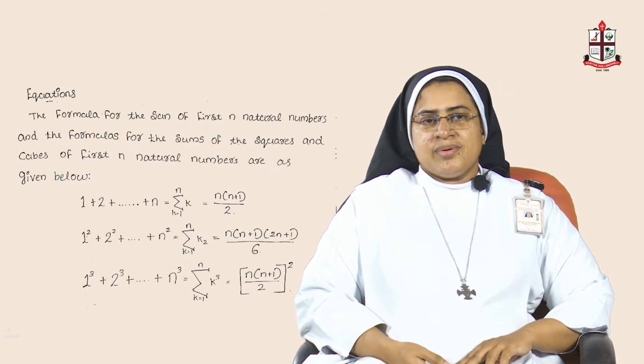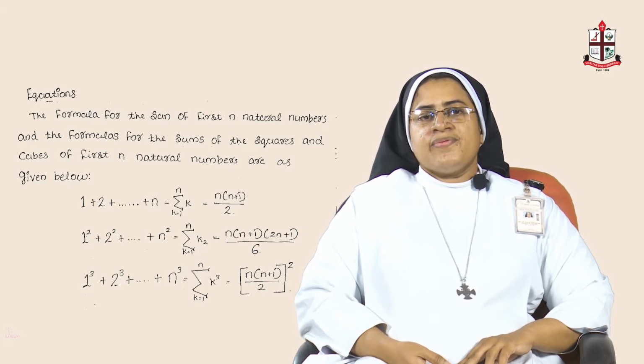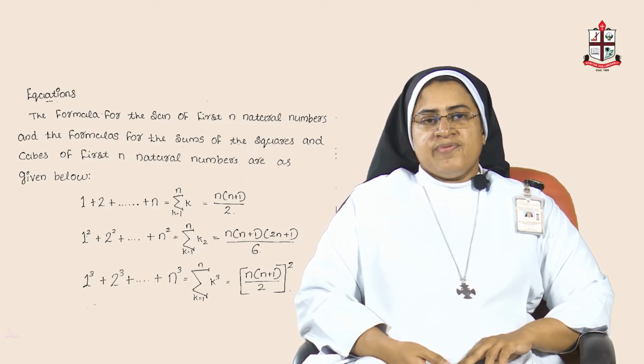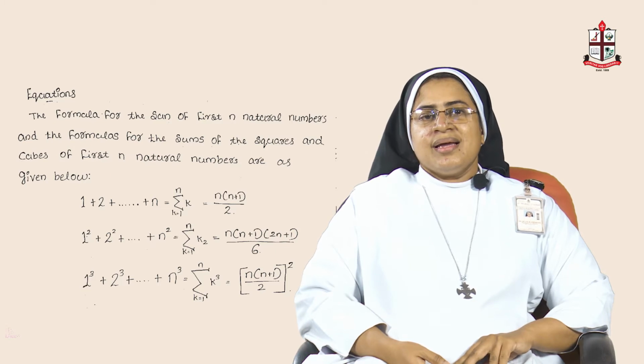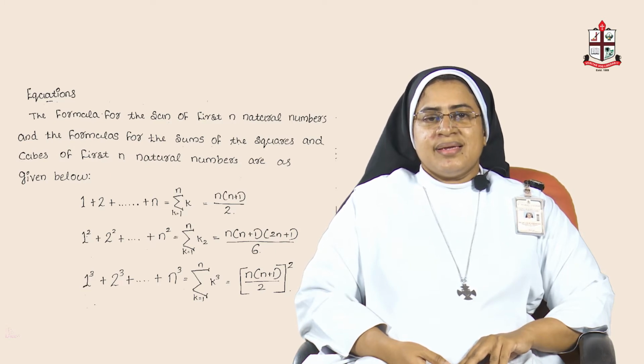Dear friends, today we are seeing some important equations regarding the sum of the natural numbers, their squares and their cubes, and also some problems. So, first we will see the formulas. The formula for the sum of n natural numbers, the first formula: 1 plus 2 plus etc. plus n is equal to sigma k equals 1 to n of k.